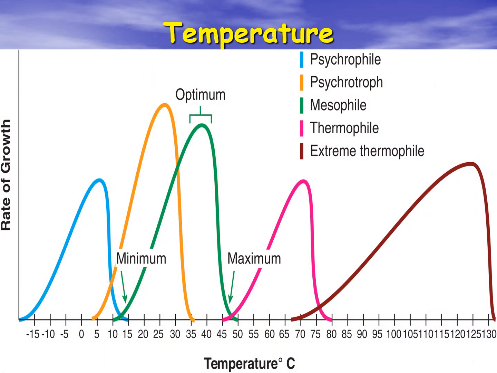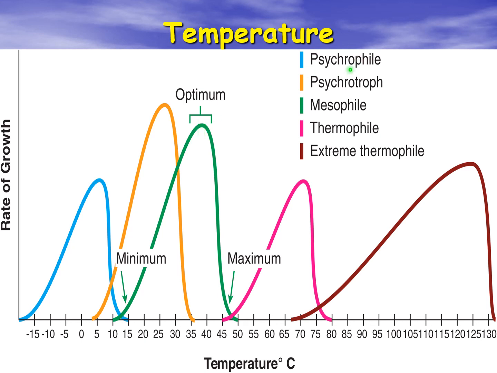So let's take a look at this temperature graph. You'll notice here in the green, we'll start with this guy first because these are known as mesophiles. Meso means middle, so kind of in the middle of this extreme range of temperatures. You'll notice the minimum is down here at about 13 degrees Celsius, and its maximum is at about 47 degrees Celsius. The optimum temperature is at 37 degrees Celsius, which is body temperature.